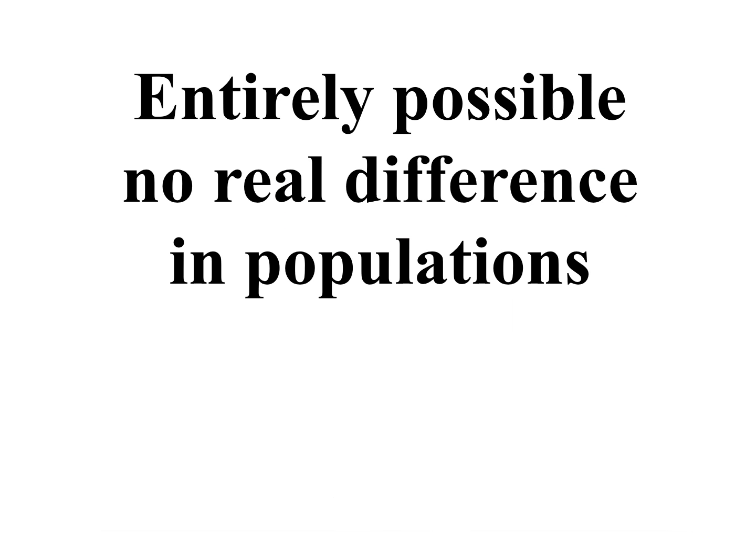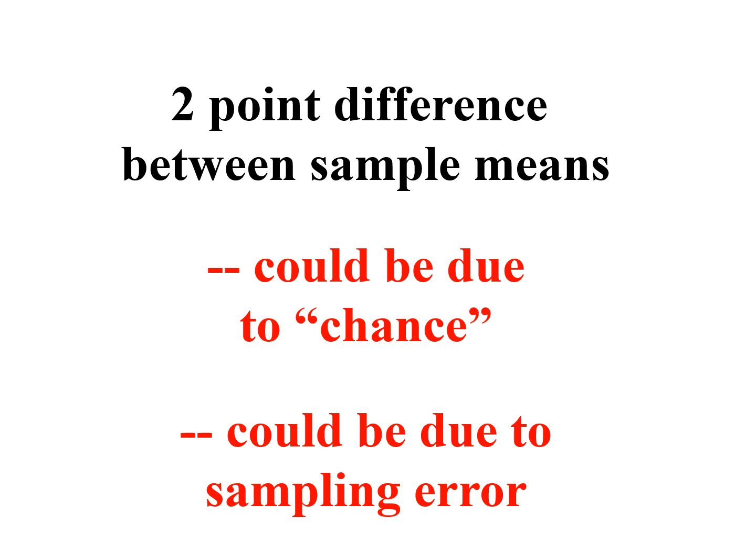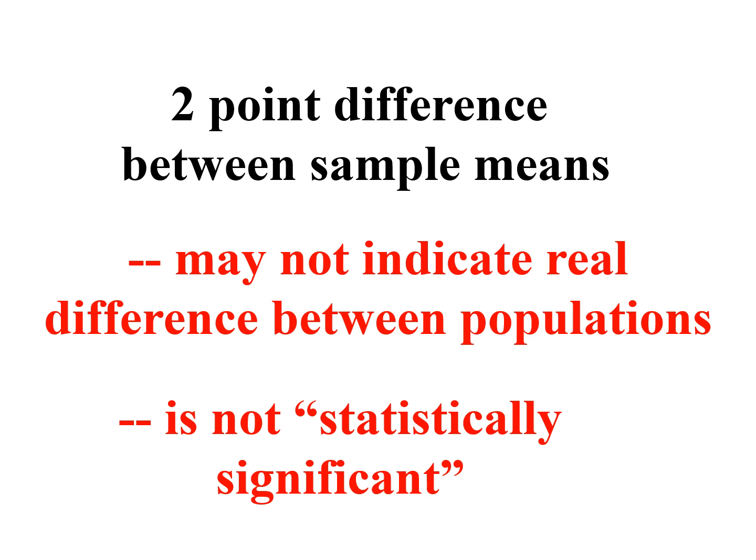But it's entirely possible that there is no real difference in the population of all men and women at the university. The 2-point difference between sample means could be due to chance, or, to be more specific, the difference between the sample means could be due to sampling error, or to put it a third way, the difference may not indicate a real difference between the populations. Or, to put it a fourth way, the difference between the sample means is not statistically significant. These are just 4 ways of saying the same thing, using different words and different levels of specificity.